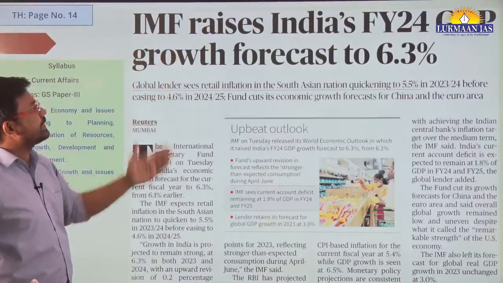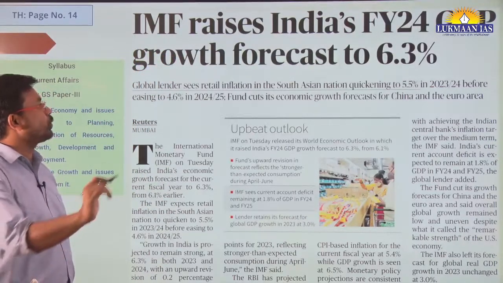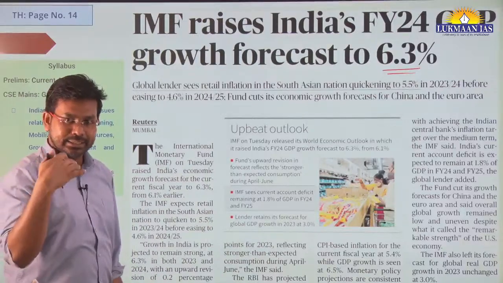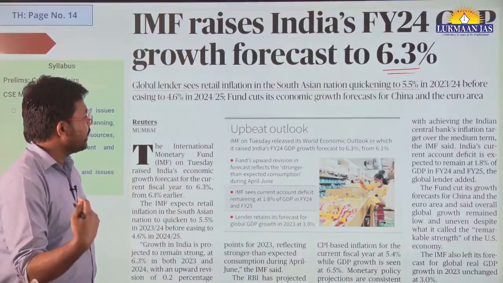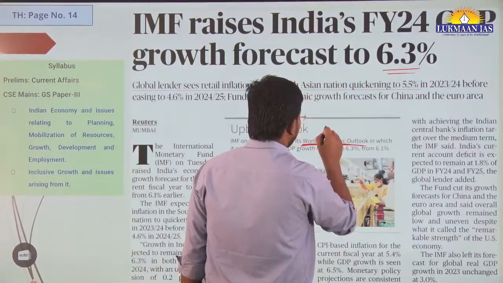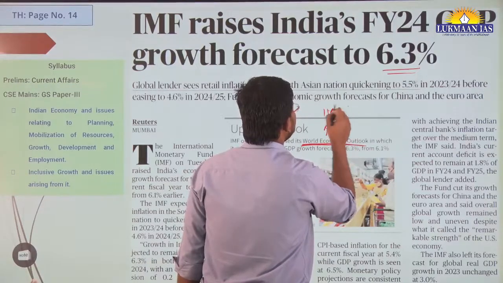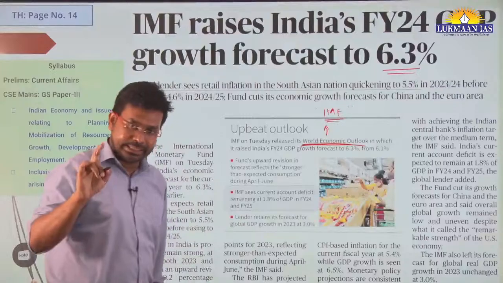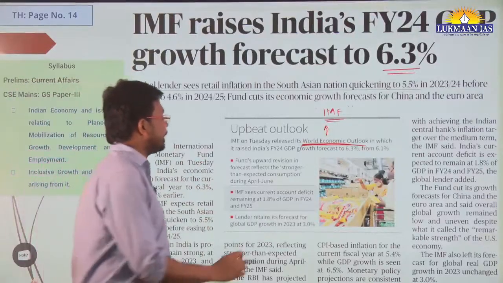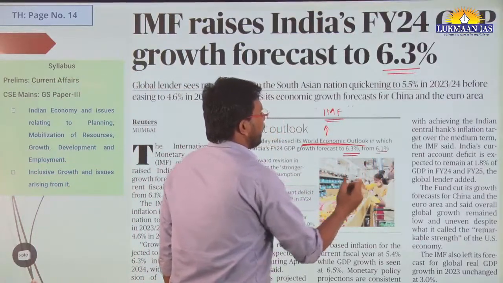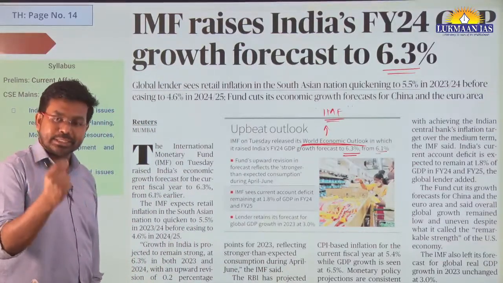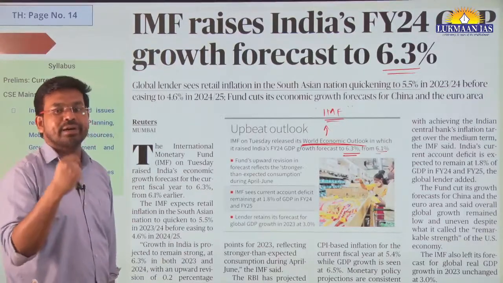So we have another topic. It says IMF raises India's financial year 24 GDP growth forecast to 6.3%. The International Monetary Fund is an international financial institution. It has released the World Economic Outlook. This is the most important information for us in this article. They have raised India's GDP forecast to 6.3%, and earlier they had forecasted it to be 6.1%. This shows a positive sentiment that the Indian economy is going to grow at a faster rate now.